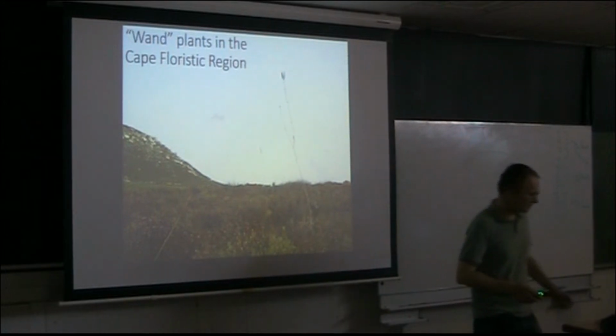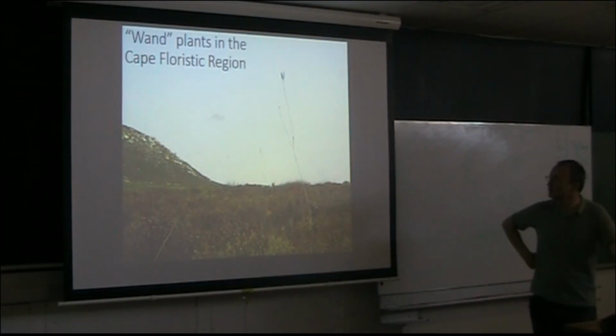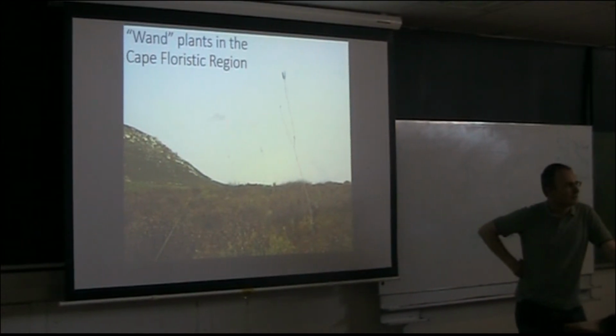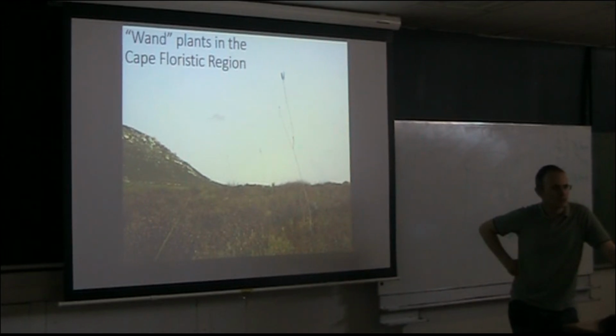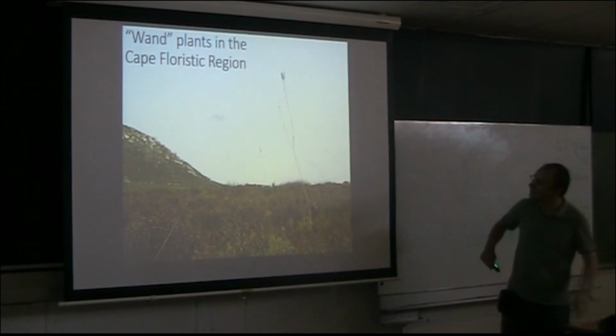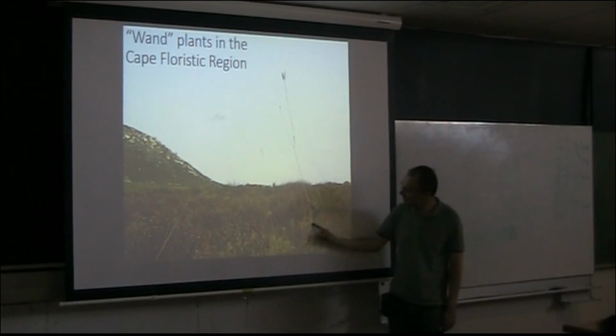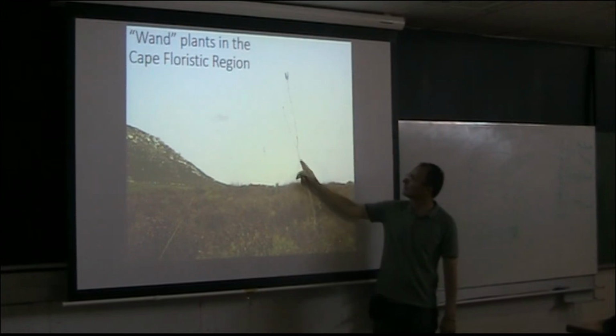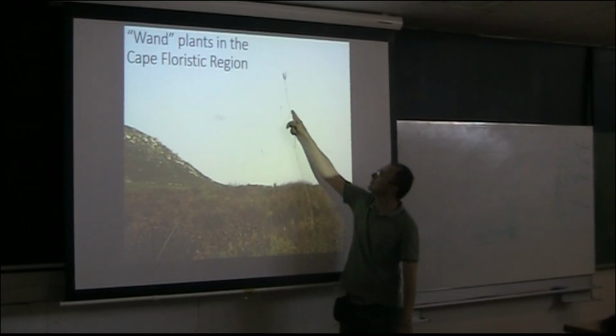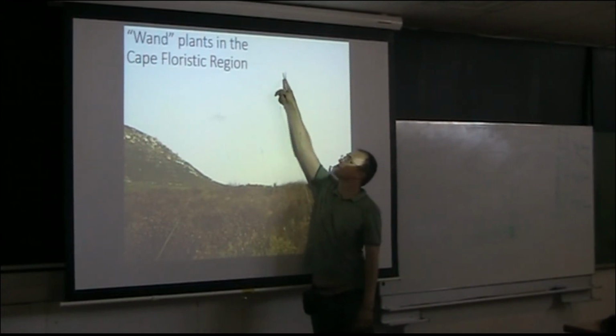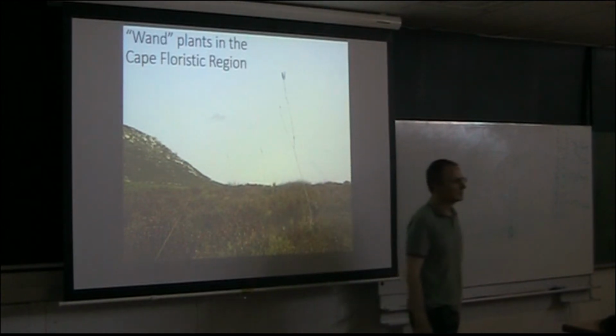So this is a topic that I've been interested in the last few years. We've just published a paper now for the first time describing what a one plant is. And do you notice this very thin stemmed plant? It's completely leafless. And so these got leaves and flowers at the top.